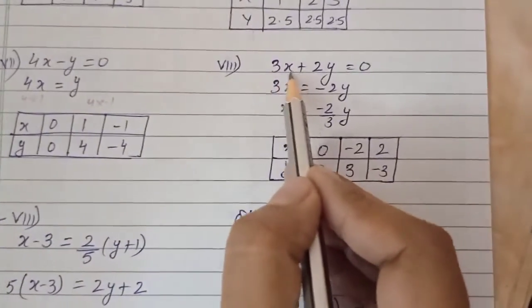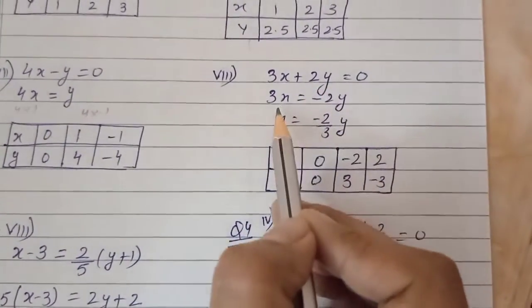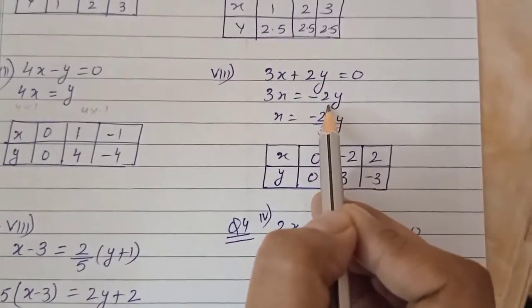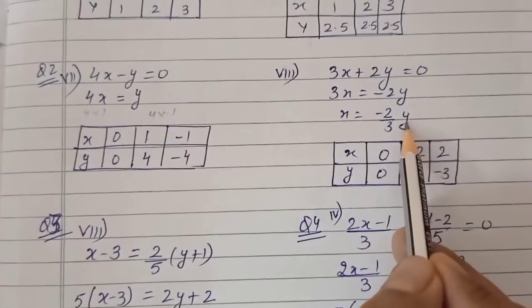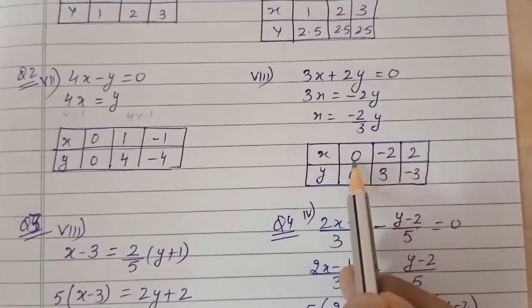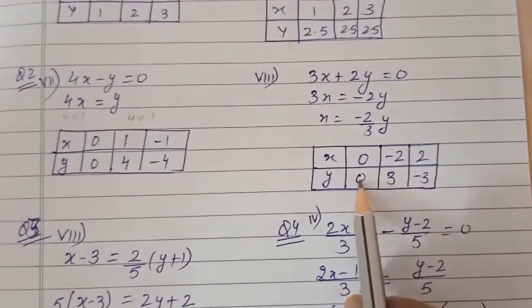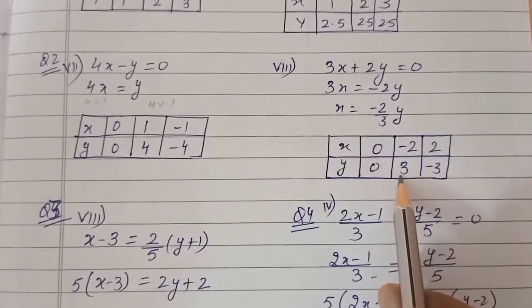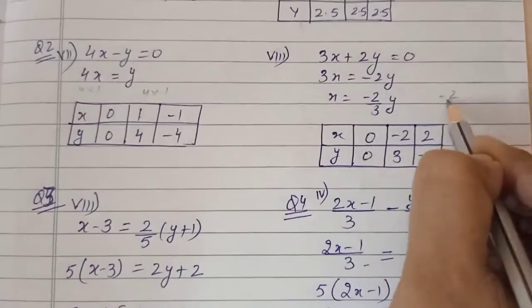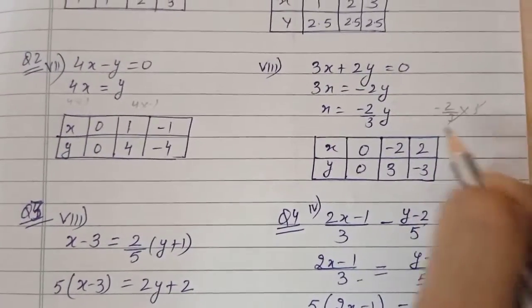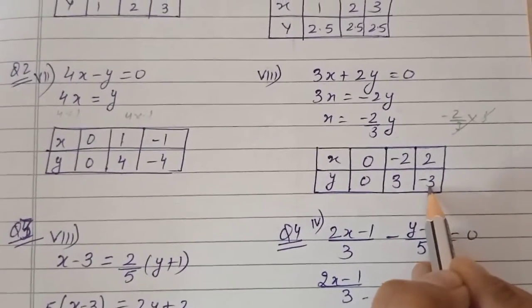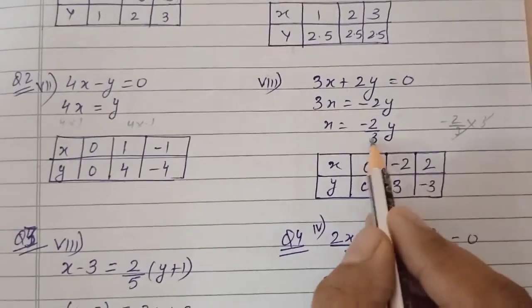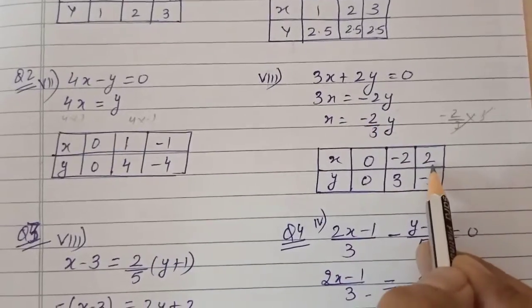Eighth part, 3x plus 2y is equal to 0. From here 3x is equal to minus 2y. X is minus 2 by 3y. So if y is 0, 0 multiplied by something is 0. Both the coordinates will be 0. Then after I took the value of y as 3. Meaning minus 2 over 3 into 3. 3 and 3 will get cancelled. You will get minus 2. Then I took the value of y minus 3. 3 and 3 will also get cancelled. Minus minus will make it positive.